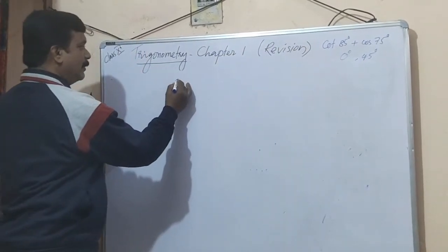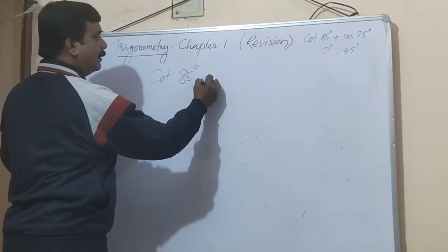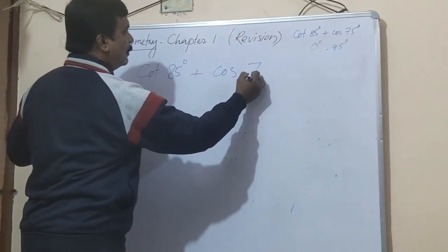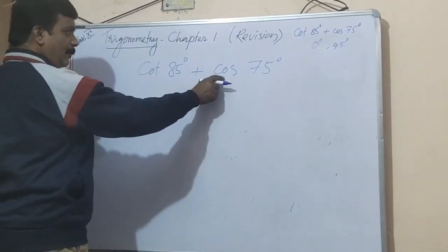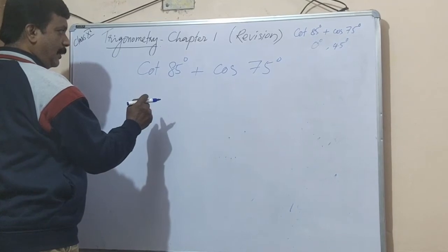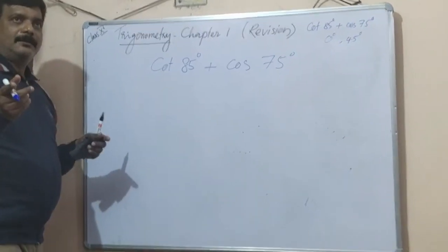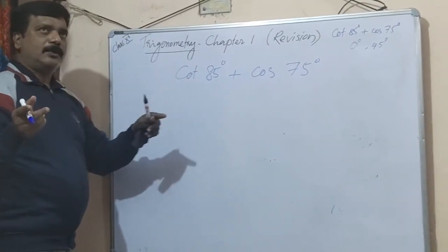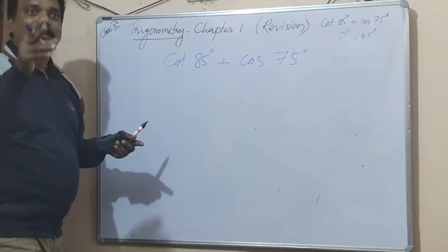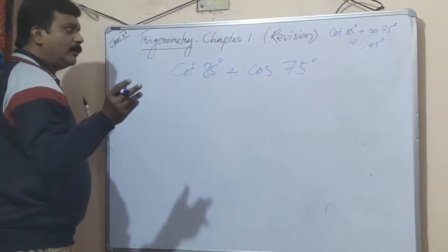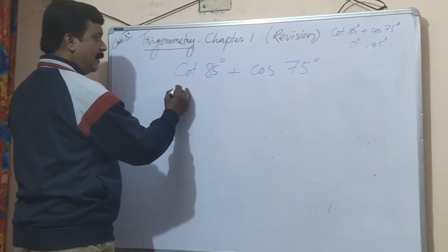Let us come back to our topic, the question. I am going to write down the question. Cot 85 degree plus cos 75 degree. Is there any connection? Cot and cos are not complements of each other, and they are not reciprocals of each other. So now what can we do?